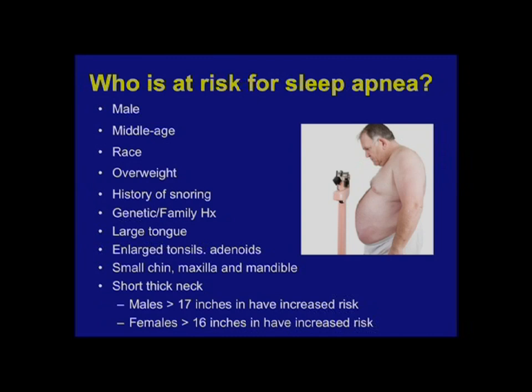And in terms of the size, we note that 17 inches in males for neck circumference puts you at increased risk for obstructive sleep apnea. And for females, 16 inches is felt to put females at increased risk for obstructive sleep apnea.